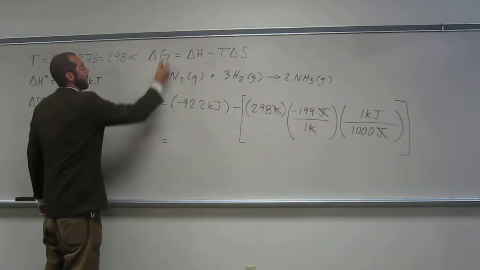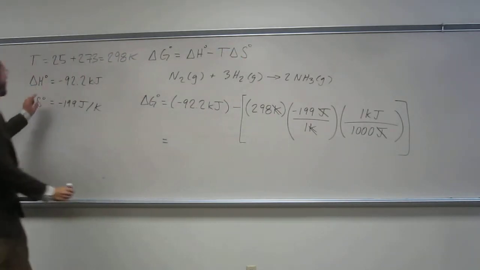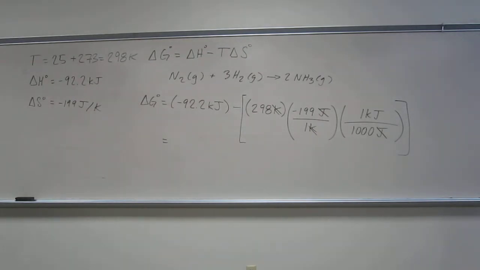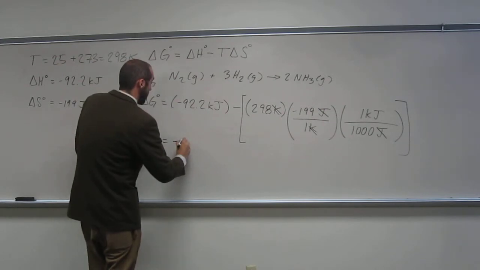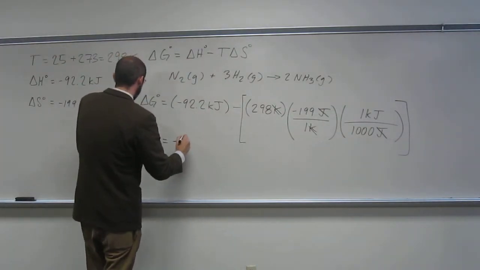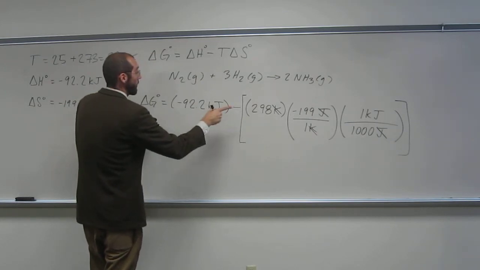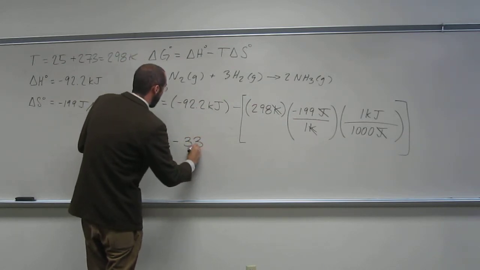I guess we're actually finding delta G standard, because we got standard states here. So let's do it. 298 times negative 199. Okay, so in this case, I got negative, so 3 sig figs, right, or 1 after the decimal place. Well, the other one doesn't have 1, so we'll just do it to 2 sig figs. Negative 33.